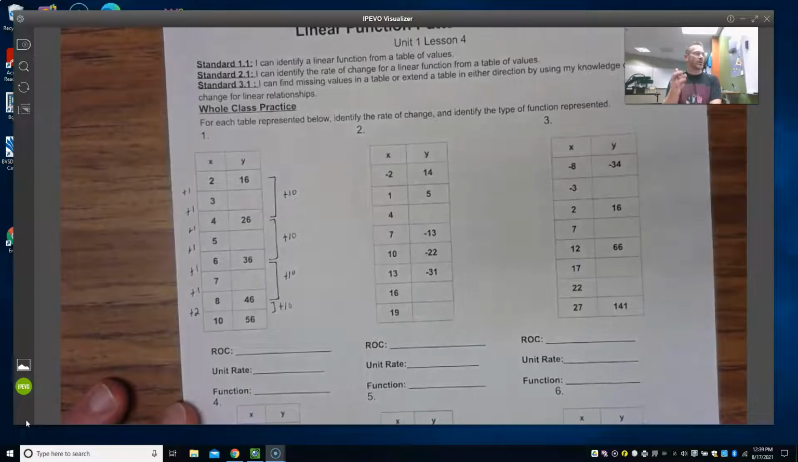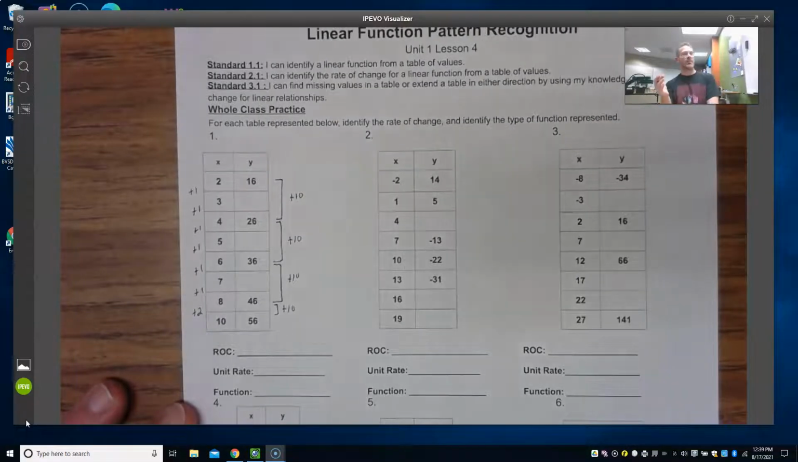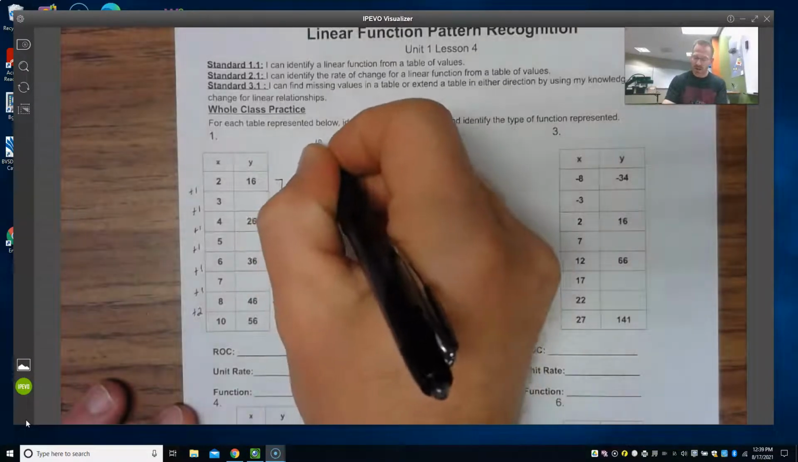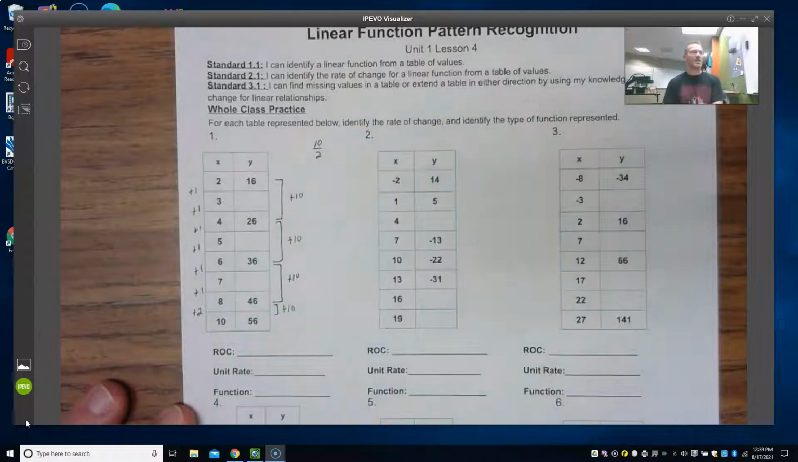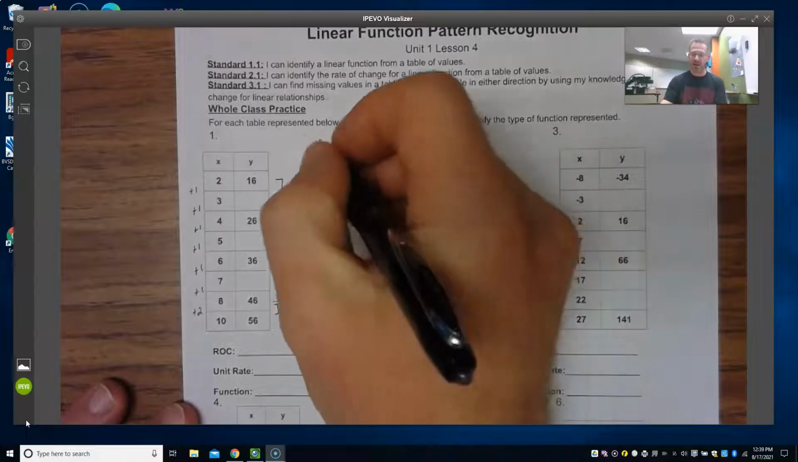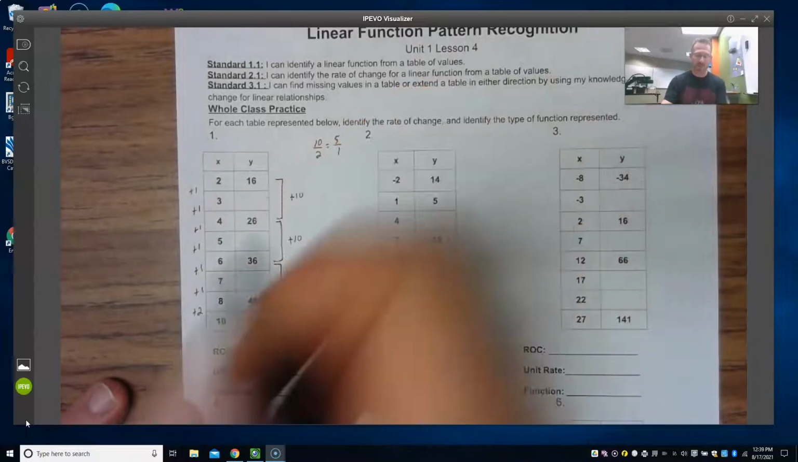Now once again, let's look at the ratio, because our rate of change is our change in y to our change in x. If I go down here, notice this is 10 to 2. If I write 10 to 2 right here, that's not my unit rate of change. My unit rate of change, I have to reduce that, and that gets me to 5 to 1.